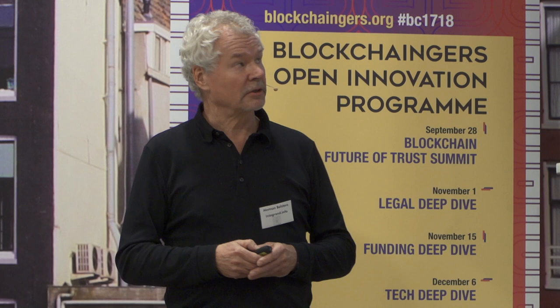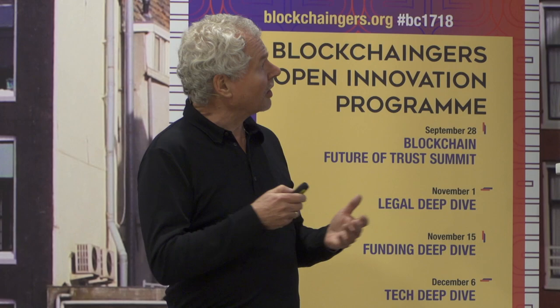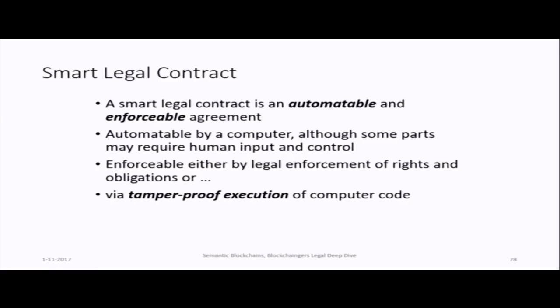A smart legal contract, I would say, has to be automatable. It also has to constitute some kind of enforceable agreement. It has to be automatable by a computer. Not all parts of smart contracts have to be executed automatically. Sometimes there can be some kind of interactive control, so there may be some extra human input. And the smart contract has to be enforceable, either by legal enforcement, rights and obligations. And very important, if you're going to have a smart contract on a blockchain, of course you want tamper-proof execution of computer code.